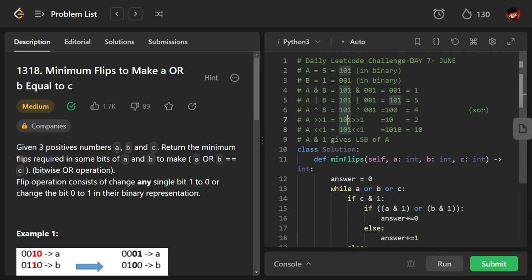For example, this particular number, I am going to right shift by 1. So the units place number will be lost, and we are only left with the rest of the bits, which is 1 and 0. If you take the value of this in decimal form, it will be 2, because 0 is in the 2 power 0 place, 1 is in the 2 power 1 place, so 2 power 1 into 1 is 2. That is the basic idea.